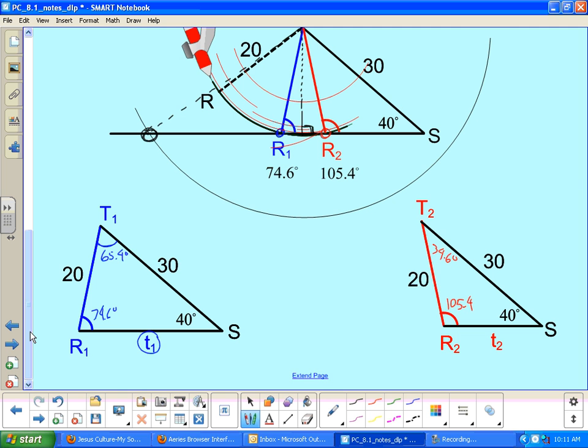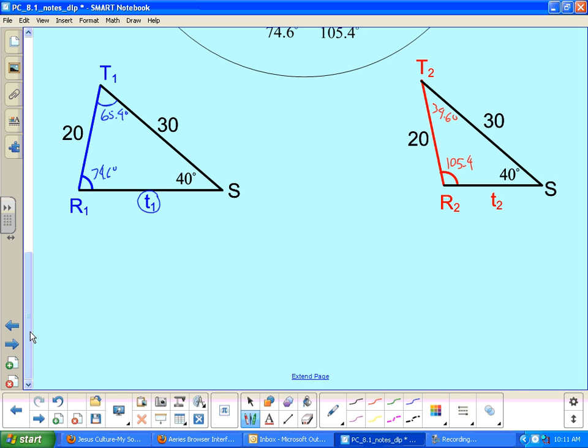Yeah, I'm going to the sine thingy. There it is, the sine thingy. All right, so I'm going to set up law of sines. T1 over sine of 65, and then 20 over the sine of 40. And there's little t1. So somebody knock that out for me. That's little t1.